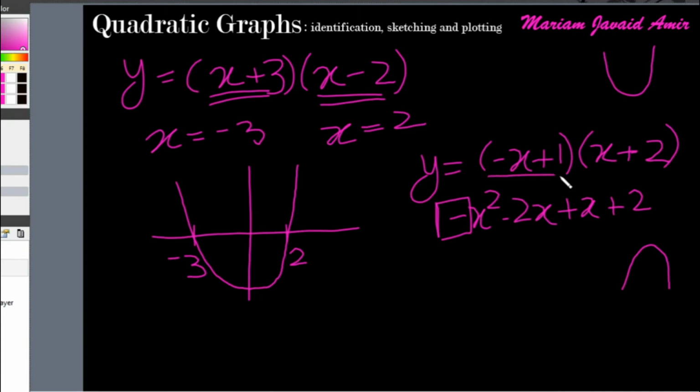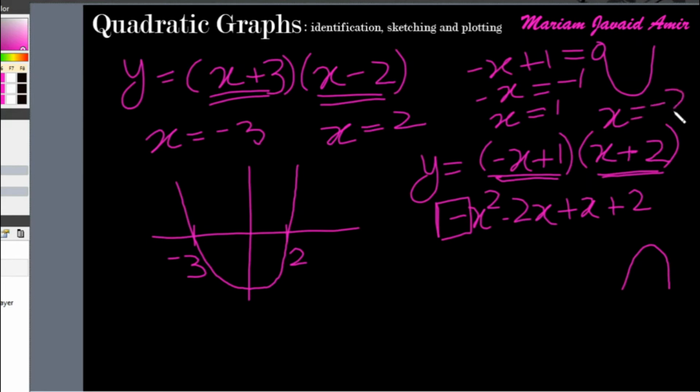And now let's look here. When we equate this to 0, minus x plus 1 is equal to 0. We get minus x is equal to minus 1, which gives us x is equal to 1. This is the first root, and the next root, or the solution, is x is equal to minus 2. So the graph will be an inverted U graph, and it will cut the x-axis at minus 2 and 1. So the graph will be something like this.